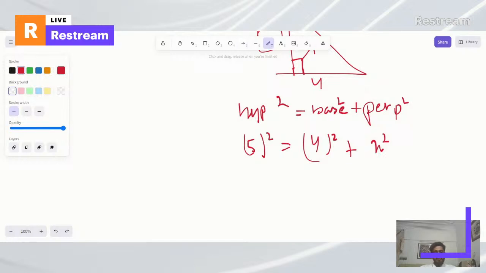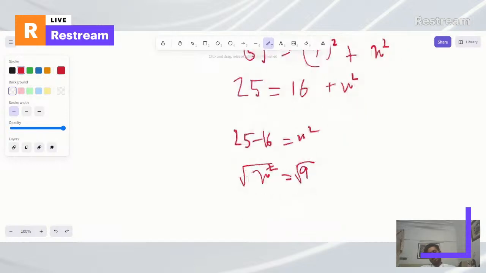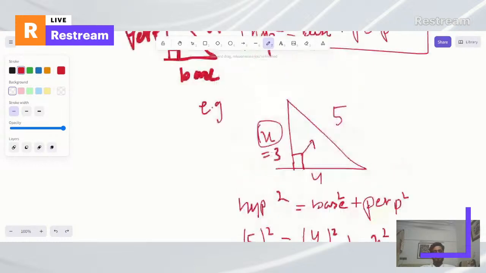Now it's going to be 25 equals 4 square, which is 16, plus x square. So 16 goes to the other side: 25 minus 16, and we're left with x square. So x square equals 25 minus 16, which is 9. Take a square root on both sides. Square and square root cancel, and we're left with x. The root of 9 is 3. So we found that this length is equal to 3.